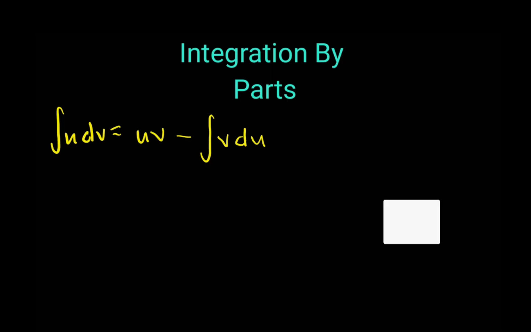Integration by parts, a technique used to transform the integral of a product of functions into a form that is easier to solve. Here is the formula. The integral of u dv is equivalent to u times v minus the integral of v du. This integration by parts formula isn't magic, it's just the product rule in disguise.